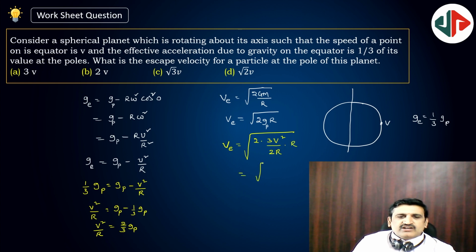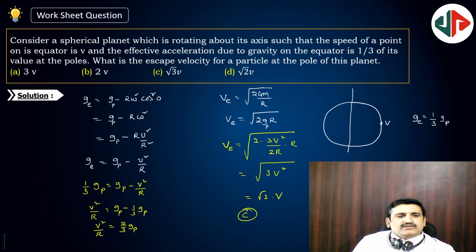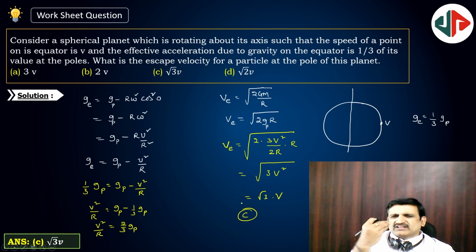Here R and 2R get cancelled. This will be 3v square. So it is root 3 into v. Root 3 into v, option C. Let me check. Yeah. Next. So whatever the given things, we have to write, and we have to transform the equations in order to obtain the respective options. There is no specific path for this type of thing. Only practice will make sense.